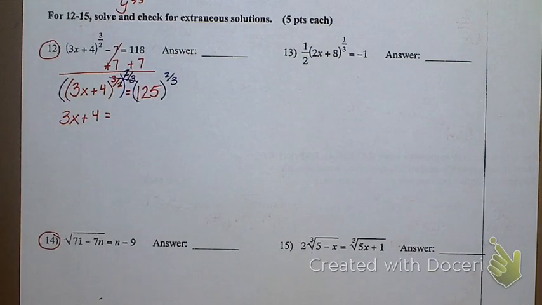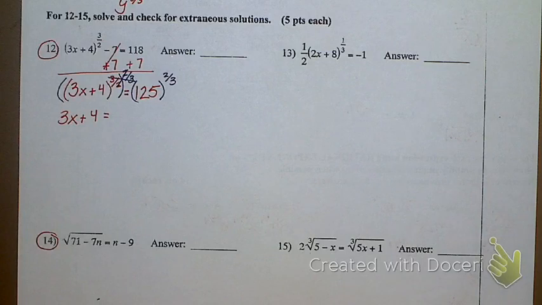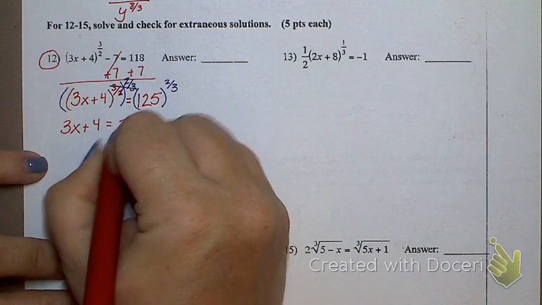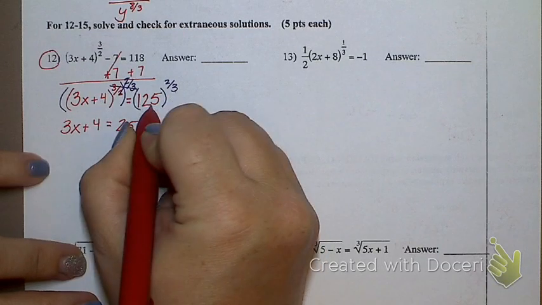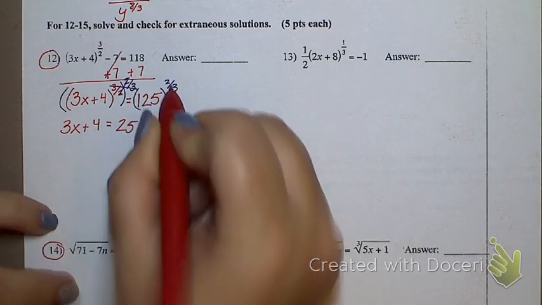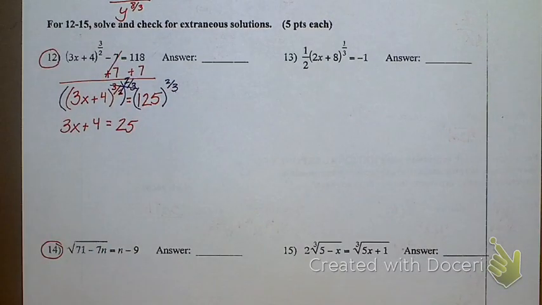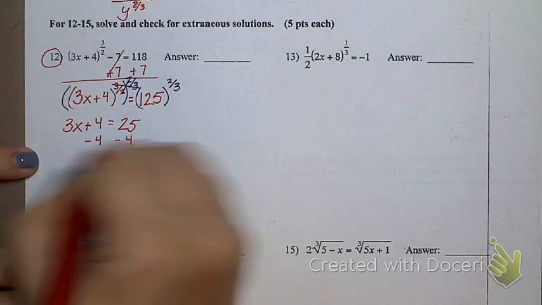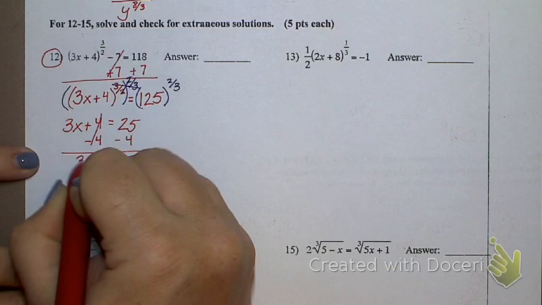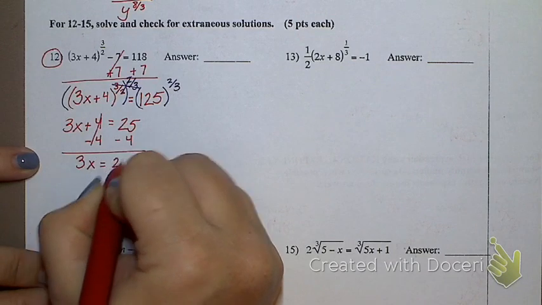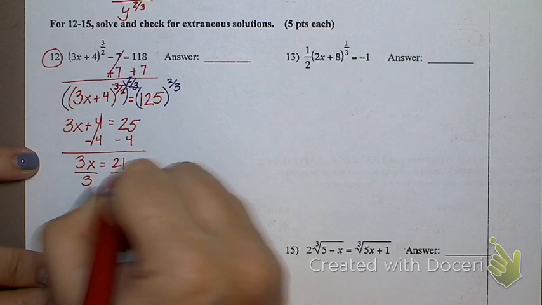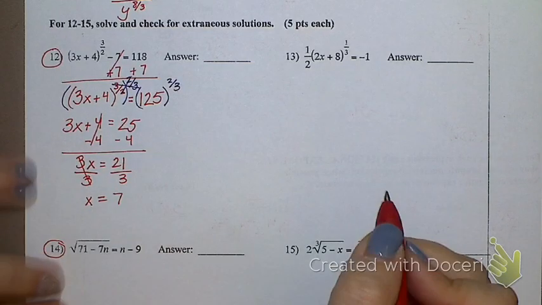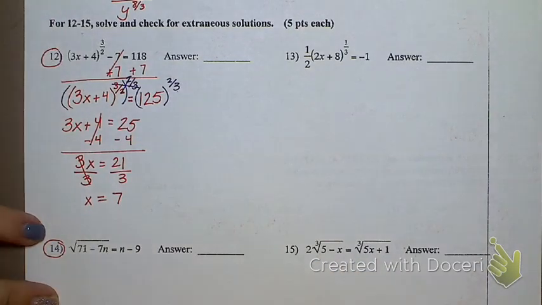125 to the 2/3. What is 125 to the 2/3? 25. Because it's the cube root of 125, which is 5, squared, which is 25. All right, now we've got something fairly simple. I'm going to subtract 4. 3x equals 21. And x equals 7.